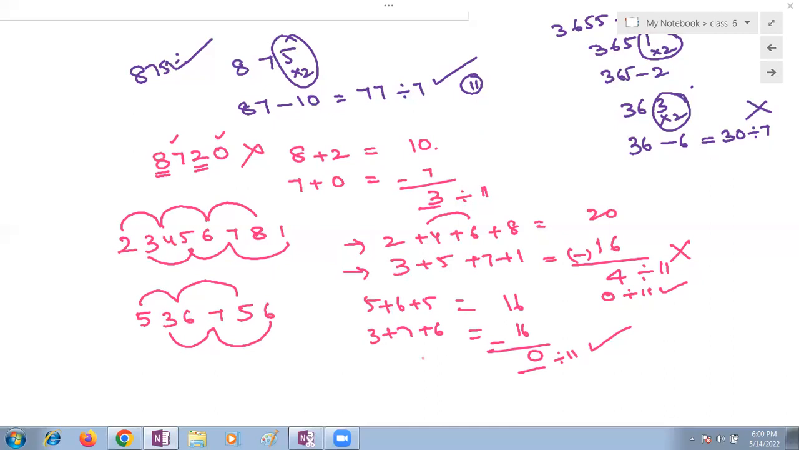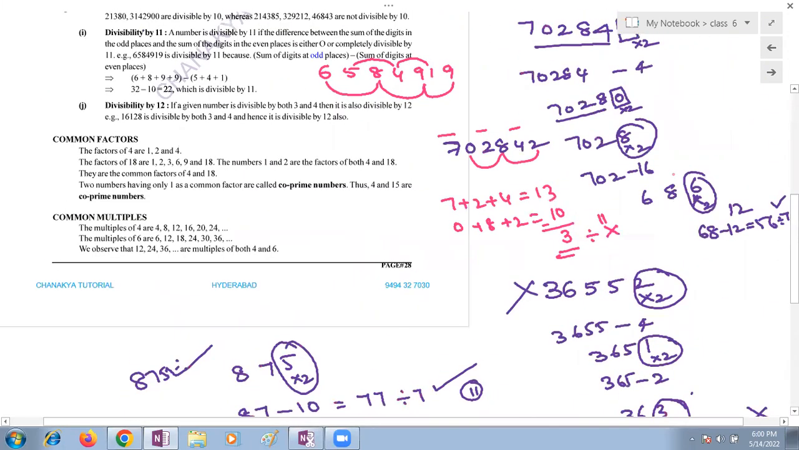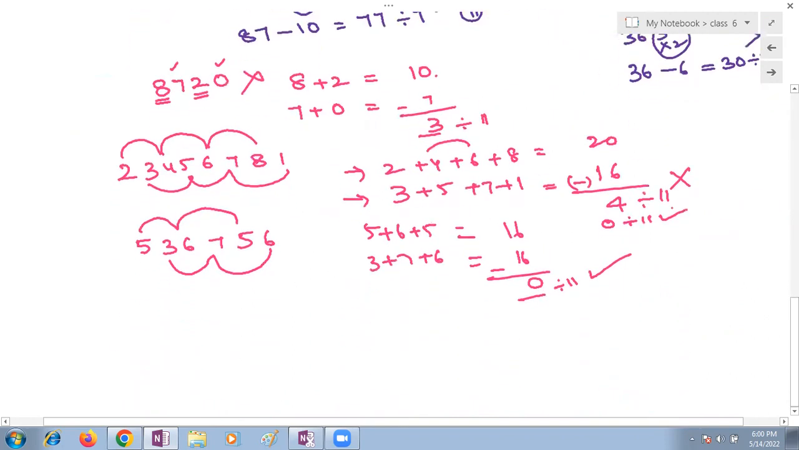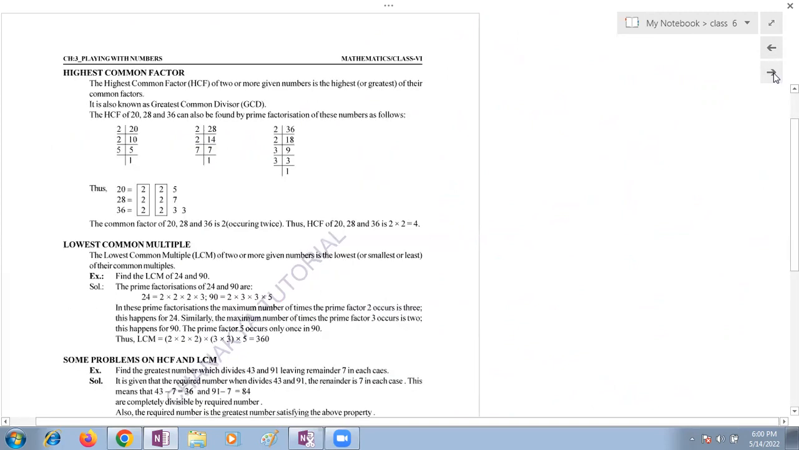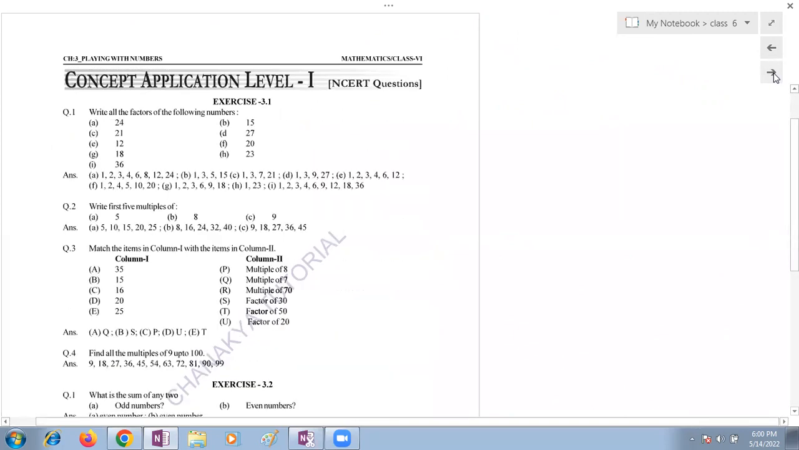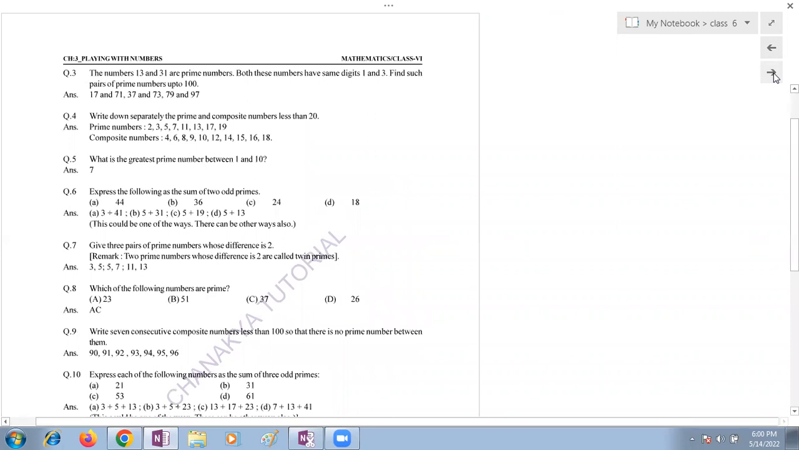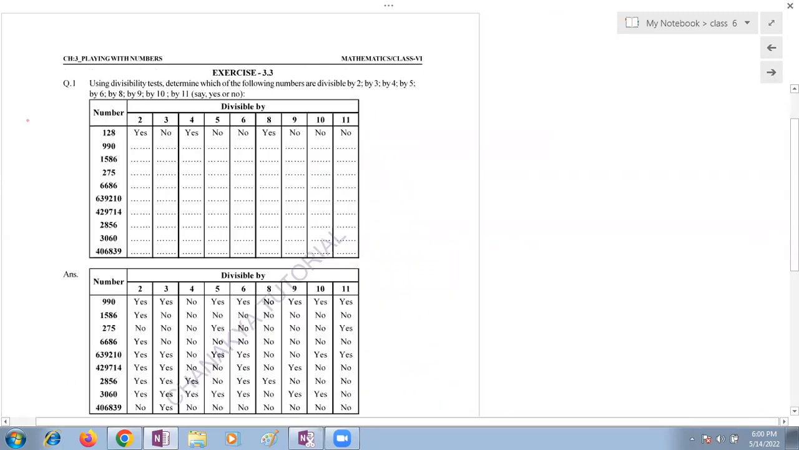Now your homework part for today. Let me show your homework part. Just a minute, children. Your homework part is... Ma'am, is it some application level of this concept? No, this is an exercise. Your textbook exercise 3.3. This table you are supposed to do, children.